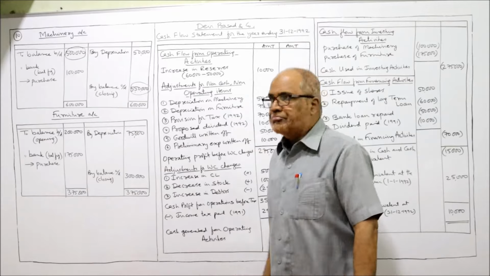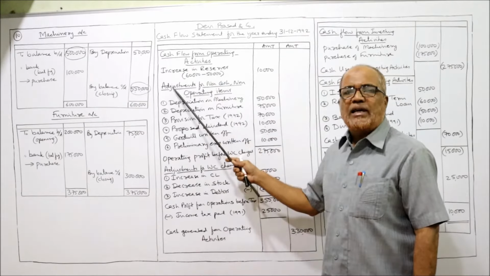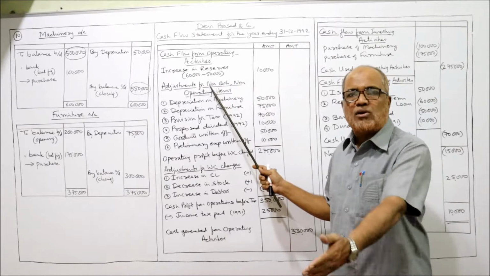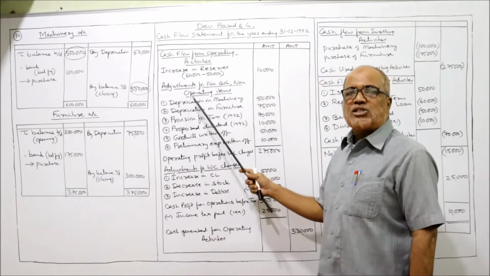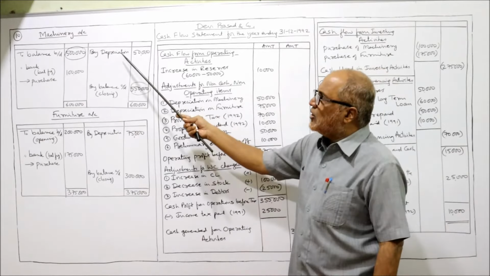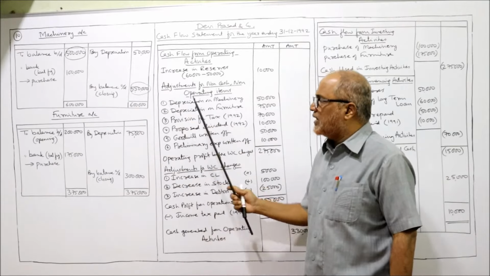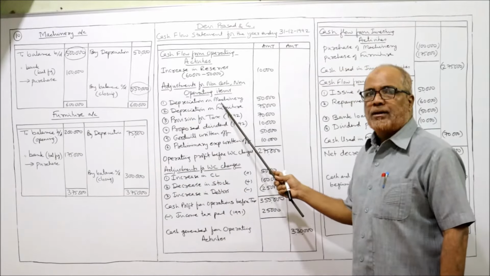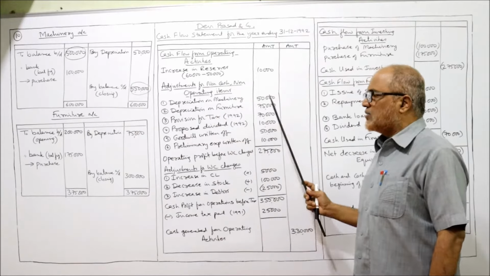Now we'll come to the solution. Cash flow from operating activities. First of all, increase in reserves. Just now I told you reserves have increased by 10,000. Then adjustment for non-cash, non-operating items. First of all, depreciation on machinery 50,000, depreciation on furniture 75,000. So both I have taken.